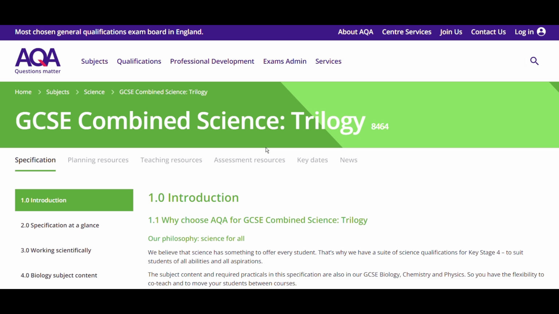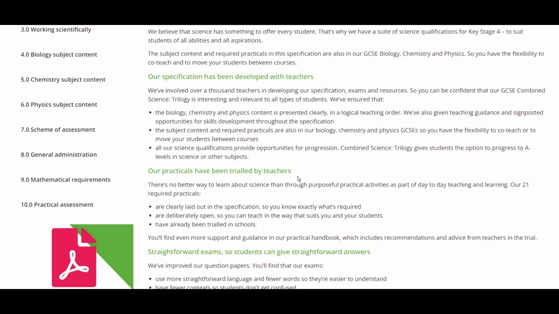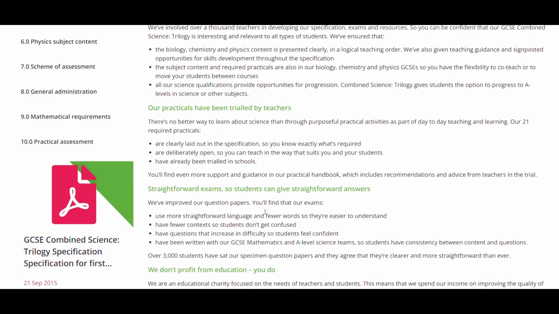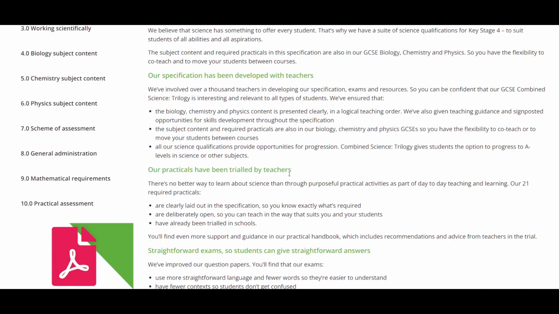If you are doing GCSE Triple Science, then please go to the specific GCSE you want to look at, so GCSE Biology or GCSE Chemistry or Physics. With GCSE Combined Science, it's just one website with all three sciences contained within one specification. So this is where I'm on.